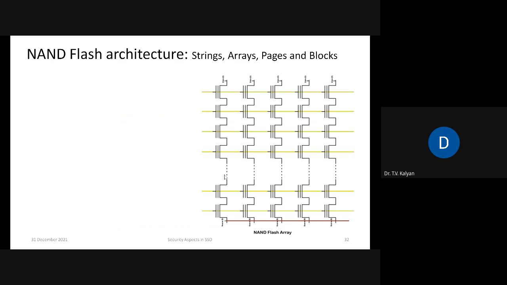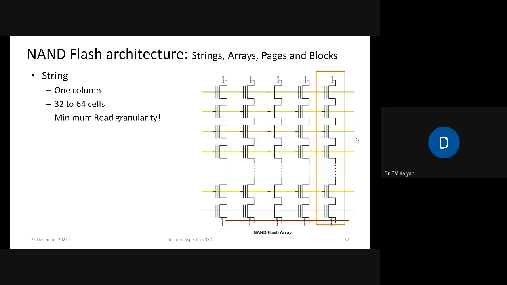Now let's look at the 2D arrangement of such NAND flash cells. We have first a string of NAND cells, which is one column here, meaning the source of one cell is connected to the drain of another cell, and so on. The gate terminals form the word line. Each string is typically 32 to 64 cells long, and this is the minimum read granularity of a NAND flash.